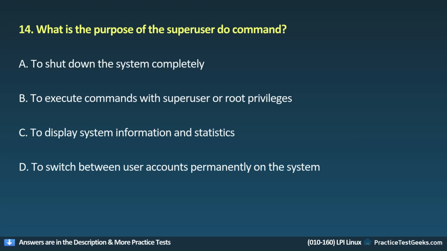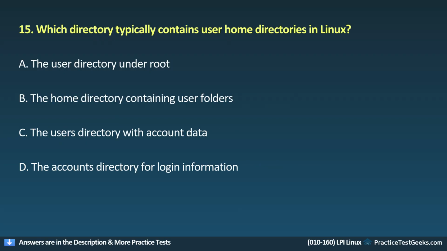14. What is the purpose of the superuser do command? A. To shut down the system completely. B. To execute commands with superuser or root privileges. C. To display system information and statistics. D. To switch between user accounts permanently on the system.